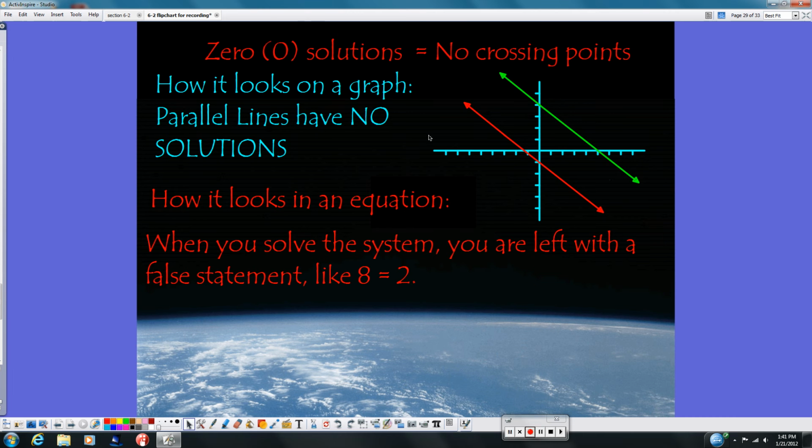No solutions looked like this on a graph. We had parallel lines. How is it going to look in an equation? Well, when we solve the system, we're left with a false statement, something like 8 equals 2.